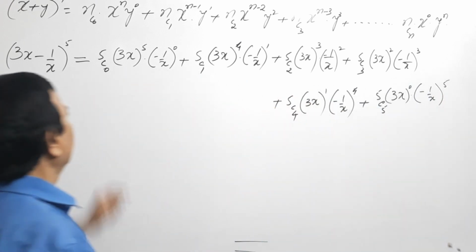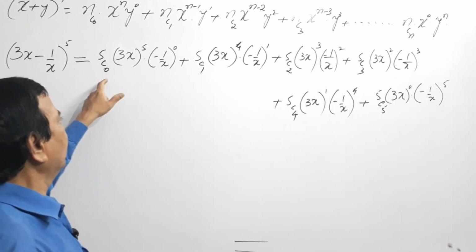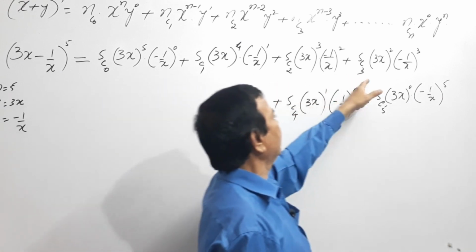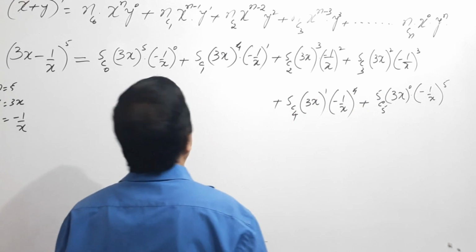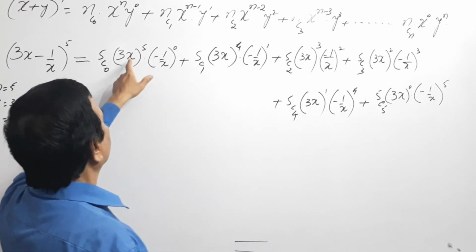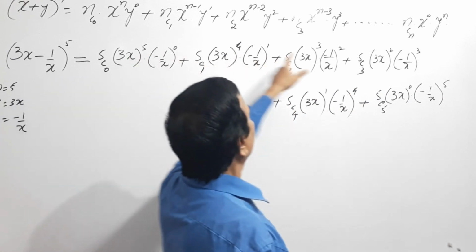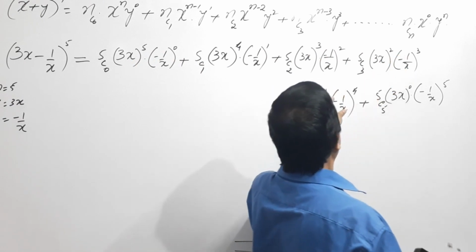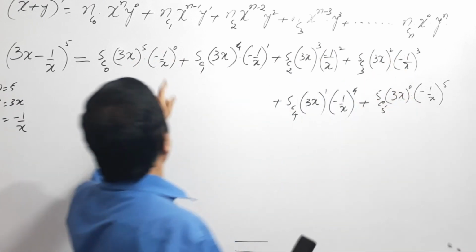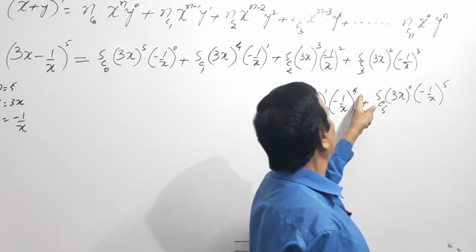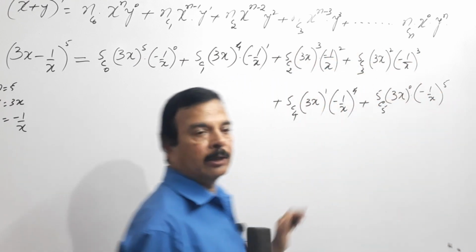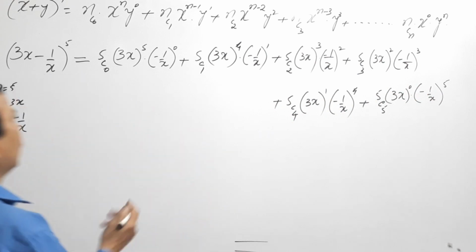Please cross check here. First see 5c0, 5c1, 5c2, 5c3, 5c4, 5c5. Okay. Next, 3x over 5, 4, 3, 2, 1 and 0. Right. Then 0, 1, 2, 3, 4 and 5. So it's correct. So you will not go wrong now. Now you can solve the problem.